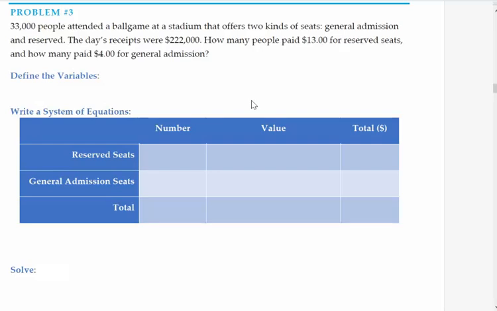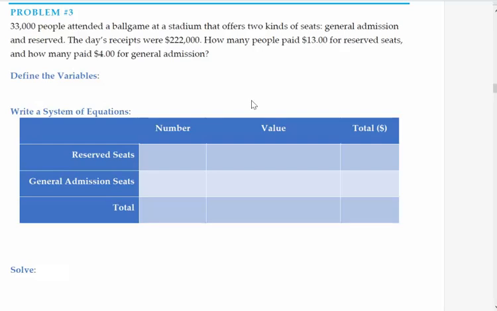All right, 33,000 people attended a ball game at a stadium that offers two kinds of seats, general admission and reserved. The day's receipts were $222,000. All right, so that's how much they brought in that day. How many people paid $13 for reserved seats, and how many paid $4 for general admission?